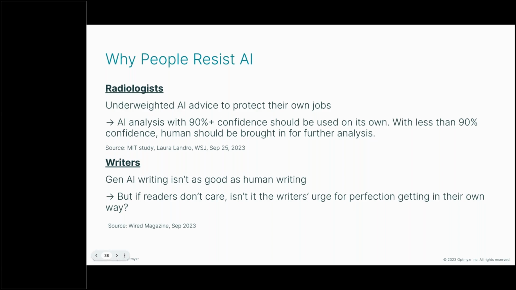There was an MIT study where radiologists underrated the AI advice because they're trying to protect their own jobs. But what the analysts saw was that if the AI analysis has a 90% plus confidence level, then you can just use it. If the confidence of the AI model was less than 90%, then it makes sense to have humans validate what the AI is saying and do a couple of rounds of that until everybody's in agreement, right? But in some cases, AI is just going to be highly confident, and in those cases, you can often let it make decisions on its own.